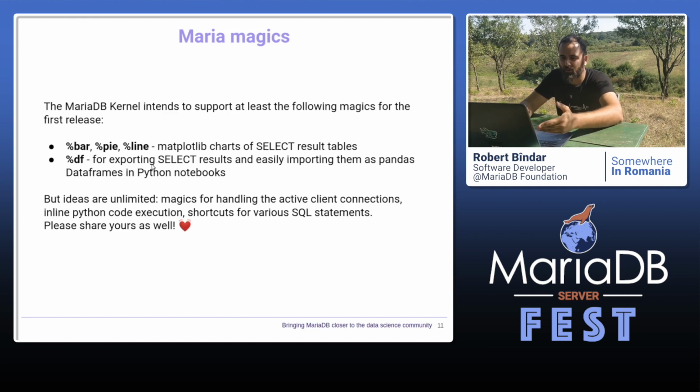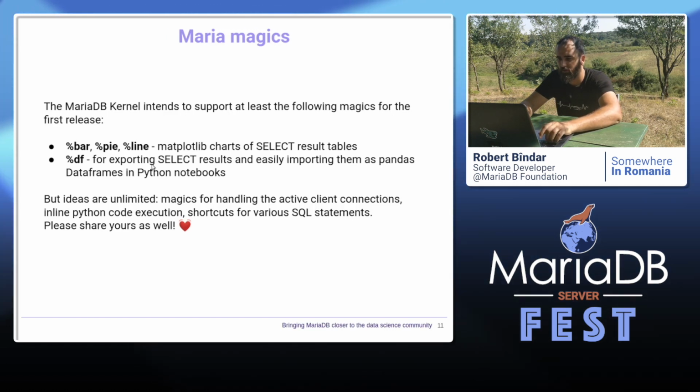As for the MariaDB kernel, we plan for the first release at least a set of matplotlib magic commands and a magic for helping you bridge the MariaDB kernel with Python notebooks. But we also have a lot of interesting ideas, like switching between client connections on the fly, or even running small Python scripts directly from your MariaDB kernel. The kernel is written in Python, so that should be possible, right? I would love to hear some of your ideas too. Help us make this kernel as rich as possible, even with ideas, so it gets to help more people too.